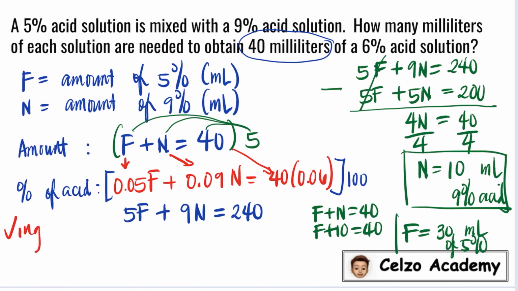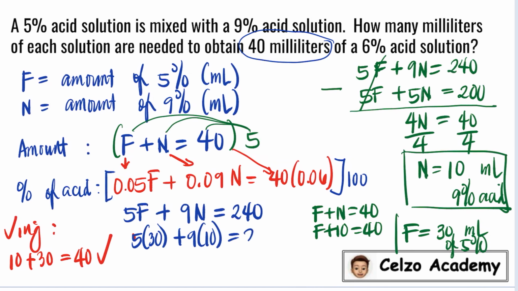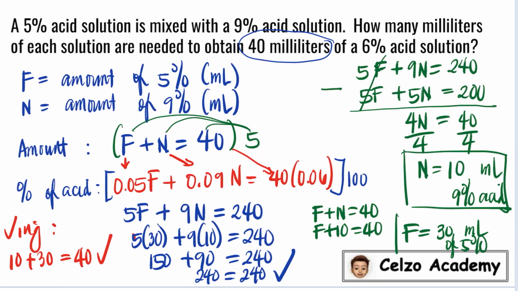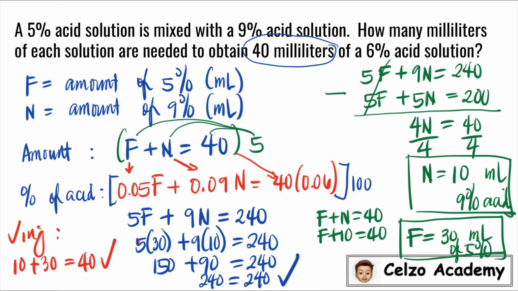Now let's check the answers. Substituting 10 and 30 into the first equation, we have 10 plus 30 is equal to 40. That is true. Now let's plug in 10 and 30 into the second equation. 5 times f, which is 30, plus 9 times n, which is 10, is it equal to 240? So we have 150 plus 90 is equal to 240. And yes, it is true that 240 is equal to 240. Again, we need 10 ml of 9% acid and 30 ml of 5% acid solution.